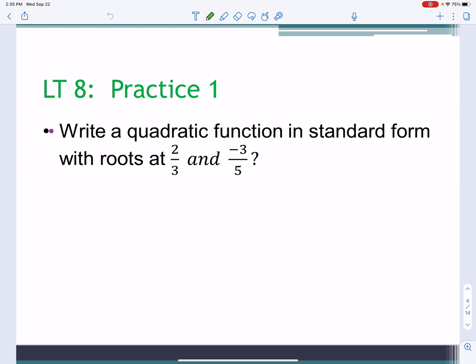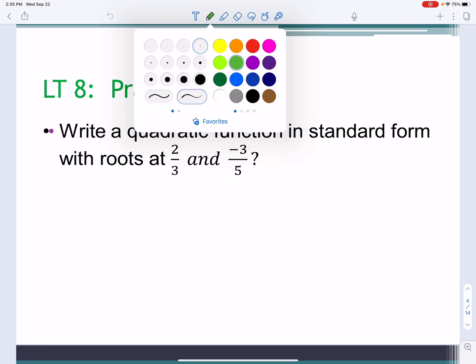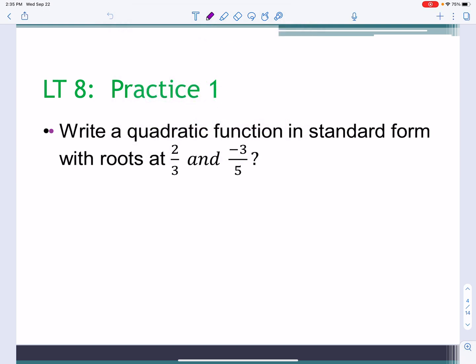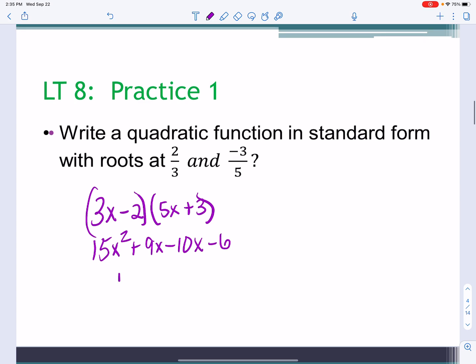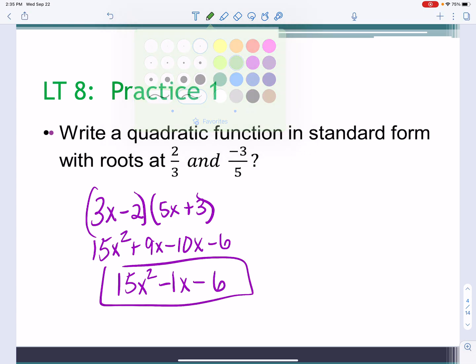All right, so if you tried it, you could do it like I did above, the purple way. So if it's 2/3, that means it must have been 3x minus 2, because I would have added the 2 and divided by 3. And if it's -3/5, it must have been 5x plus 3, because I would minus the 3 and divide by 5. So I would have 15x squared plus 9x minus 10x minus 6. So that's 15x squared minus 1x minus 6. Right? Now, you have a million answers.